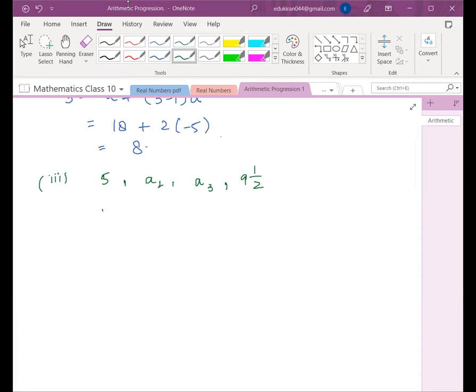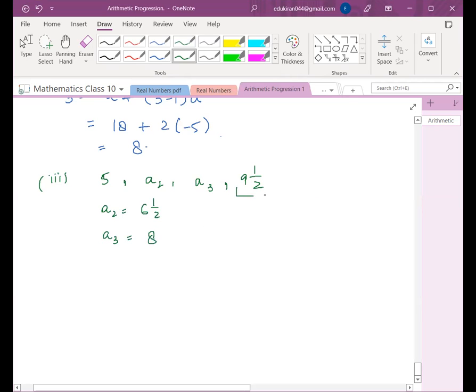Ma'am, I got the answer. Yes, Abdullah. What is the answer? Ma'am, second term, 8. How much is A2? 6 1 by 2. Okay, mixed fractions. Okay. How much is A3? A3 is 8. Okay.